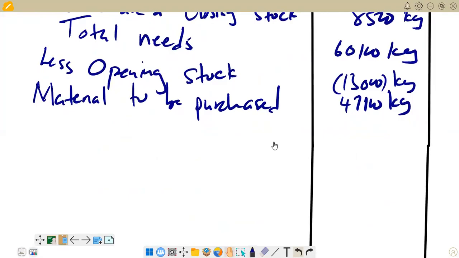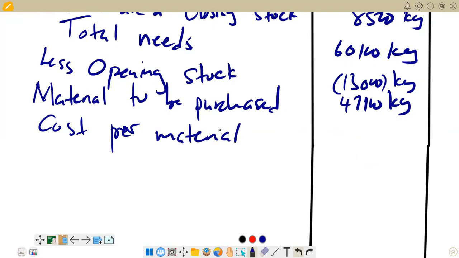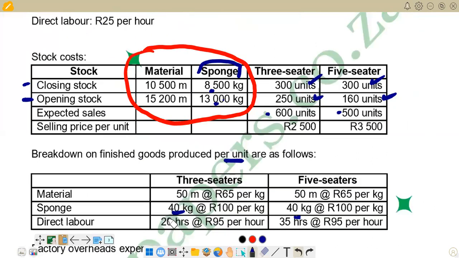But this is in terms of the quantity of the material. So we want to see the value of the material. We need to go and check the cost per material so that we get the value. We are given that cost in the question. When we get the cost, we multiply by this one, then we get the total value of material to be purchased. So we go back to check the cost per kg. If you come here, you'd see that for sponge we've got 100 rands per kg. The same applies to 5 seaters, so it's very similar. So we are just going to pick that 100.